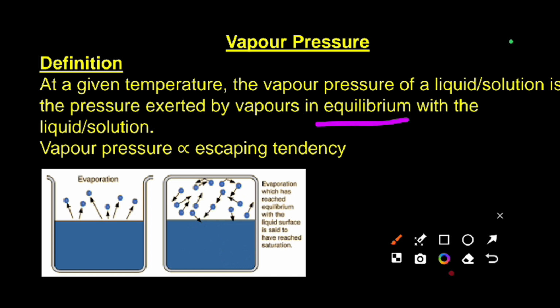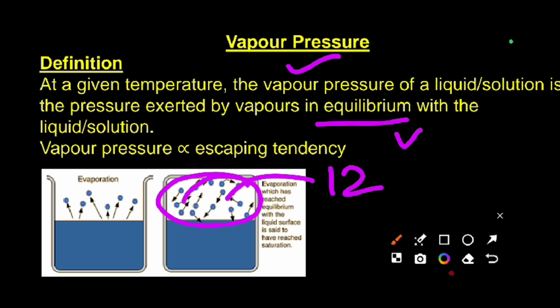So we can measure the vapor pressure. How can we measure it? We can measure the vapor pressure only at the equilibrium position. At that time how many molecules were there in the vapor? Total it was 12. So the pressure exerted by these 12 molecules is called the vapor pressure at equilibrium.